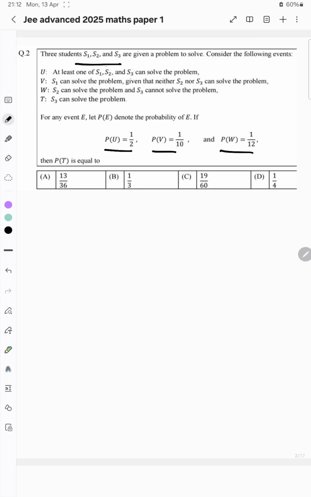That means the three students are solving the problem independently, right? So let us consider first of all probability of S1. That means the probability that the problem is solved by student 1. Let us take it as A. Similarly, probability of S2 is B, probability of S3 is, let's take it as C. These events S1, S2, S3 are independent events. How can you say? Because the problem is given to three students and then they are solving independently, right? So solving a problem by a student is an independent event here.